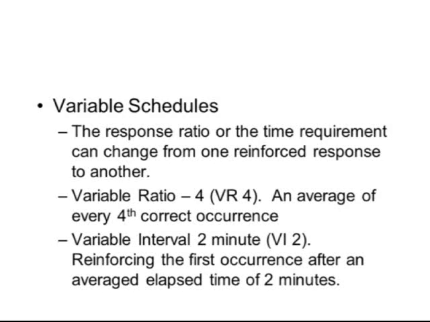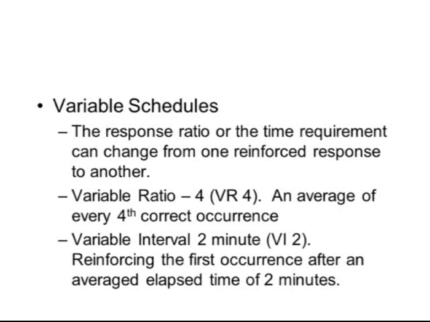So with a variable ratio schedule, it would be the average of every fourth behavior that occurred. So it might be 3 one time, might be 6 the next time, then it might be 2, then it might be 7, then it might be 5 and 3 and so forth. And then sometimes it is actually 4.